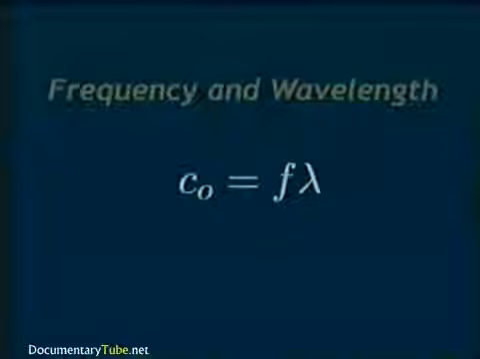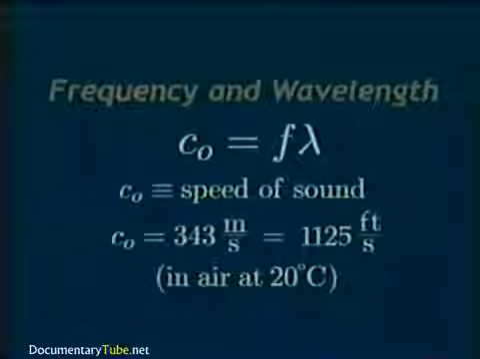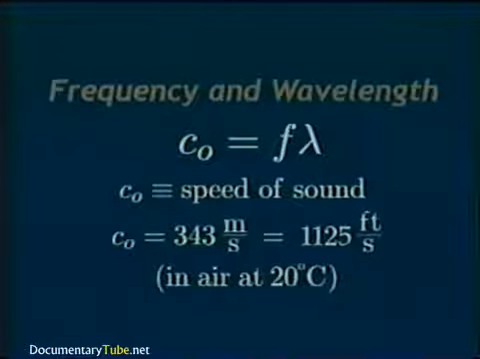Frequency is inversely proportional to wavelength. An equation relating the two parameters is C0 equals f lambda. C0 is the speed of sound in the medium. In air at a temperature of 20 degrees Celsius, the speed of sound is 343 meters per second. This equation implies that longer wavelengths are associated with lower frequencies, and shorter wavelengths are associated with higher frequencies.